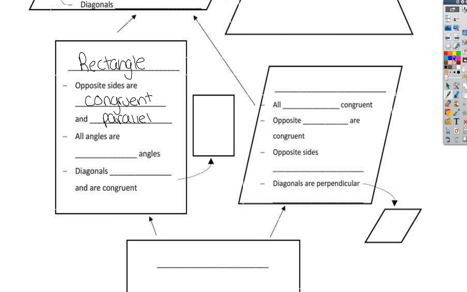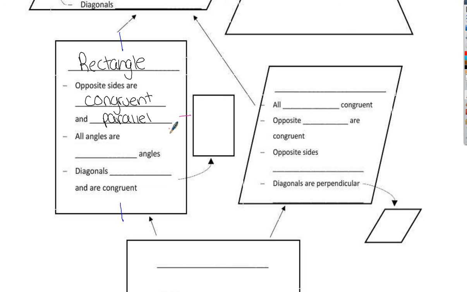So opposite sides are congruent, so each side of our rectangle, this side would be congruent to its opposite side, which would be the bottom. This side would be congruent to this side. And notice how I'm putting two lines versus the one line because all four are not the same length. So the two lines is showing us that this side is congruent to this side.